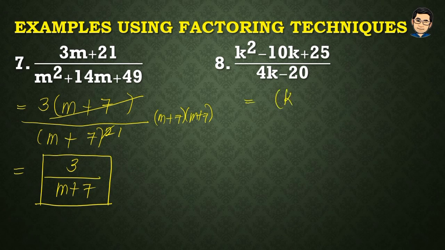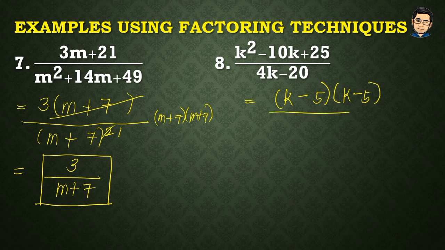And then copy the sign of the middle term. Square root of 25, that is 5. So, pwede natin isulat na ganito, k minus 5 times k minus 5. Okay. So, kapag minultiply natin yung k sa negative 5, negative 5k. Times natin sa 2, magiging negative 10k na makukuha yung ating middle term.